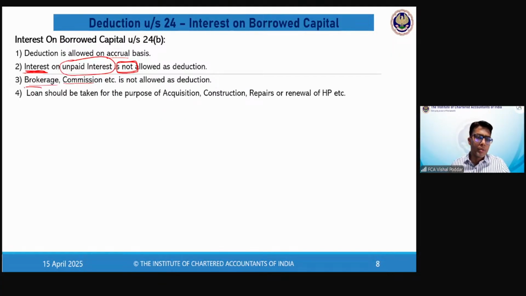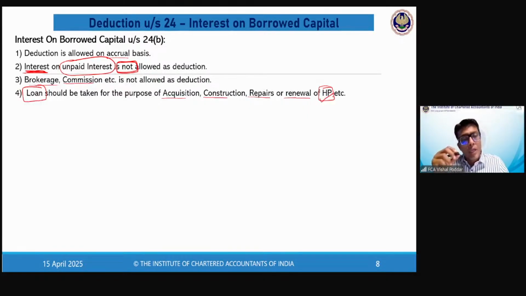Most important, this will be required when you are dealing with the question. You will be allowed deduction for interest only when the loan which you have taken is for the house property. I repeat, the deduction for interest would be allowed only when your loan is for the house property. Now, what do I mean by for the house property? Either for purchasing it or for constructing it or for repairing, renewal, decorating, etc. But it should be for the house property.